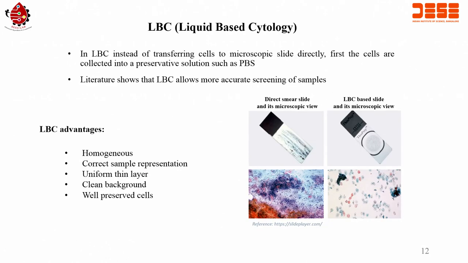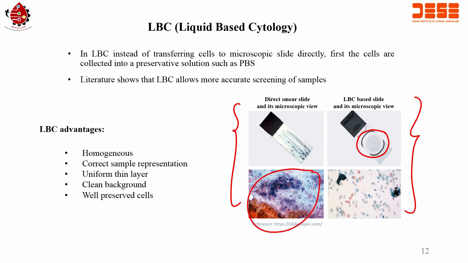Cool. All right. Let us go to next slide. Next slide is LBC, liquid based cytology. The first is liquid based cytology. Instead of transferring the cells to microscopic slide directly, first the cells are collected into preservative solution such as phosphate buffered saline, which is PBS. Now the study shows that LBC allows more accurate screening of sample. You can see here a clear difference between the direct smear slide and the LBC slide in the microscopic view. You can see how uniform the cells are distributed here, and in this case it's very different, correct. So now this is easier to understand each cell and study the cell morphology.